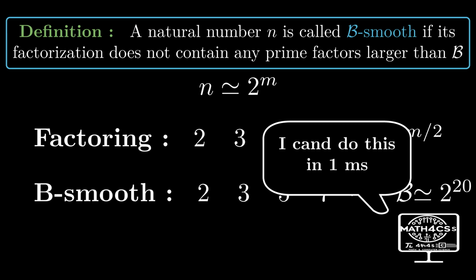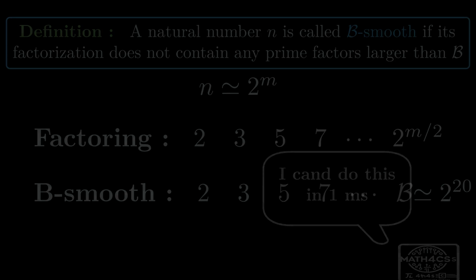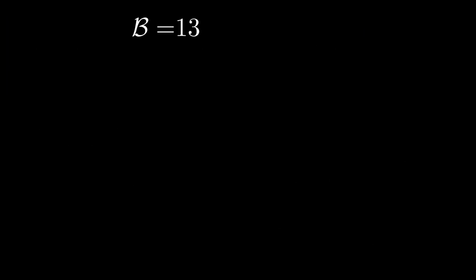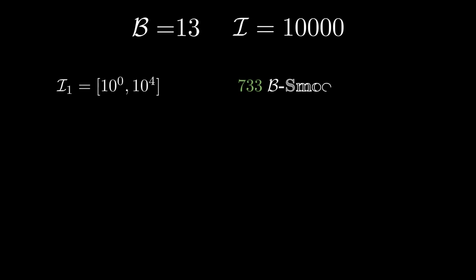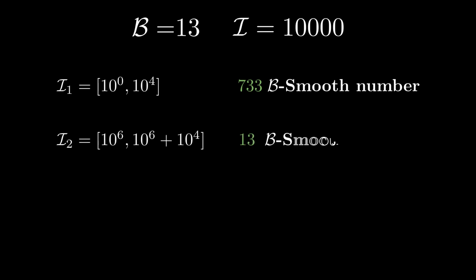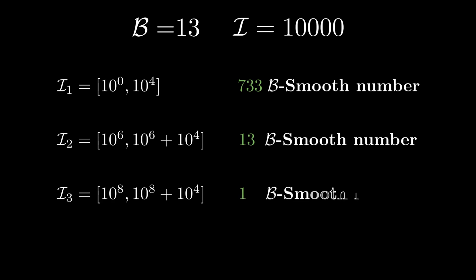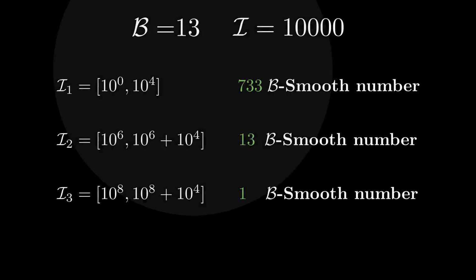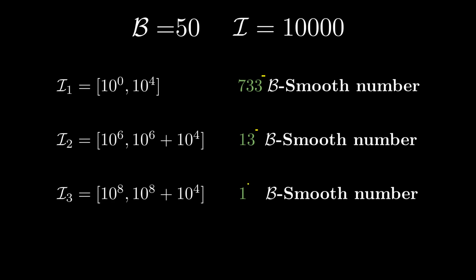Let's see some properties of B-smooth numbers. If we take b equal to 13 and take intervals of length 10,000, the first interval has 700 B-smooth numbers. The second one has 13 smooth numbers, while the last one has only 1. We can see that smooth numbers are rarer for large numbers. We can increase b to get more smooth numbers, as we see here.